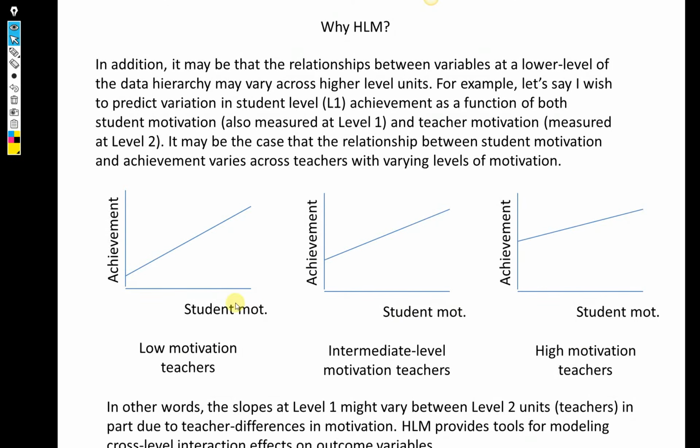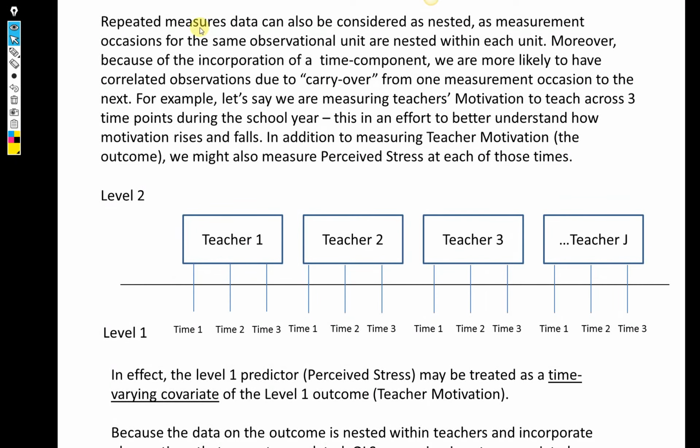Repeated measures data can also be considered as nested, as measurement occasions of the same observational unit are nested within each unit. Moreover, because of the incorporation of a time component, we are more likely to have correlated observations due to a carryover from one measurement occasion to the next. For example, let's say we're measuring teachers' motivation to teach across 3 time points during the school year. This is an effort to better understand how motivation rises and falls. In addition to measuring teacher motivation, we might also measure perceived stress at each of those time points. So you can see right here that the measurement of teacher motivation and stress occurs at times 1, 2, and 3 for each teacher. And so those measurements are nested within teacher.